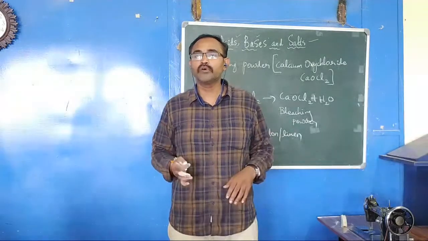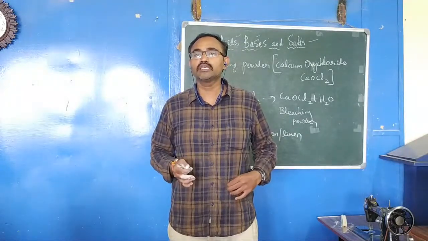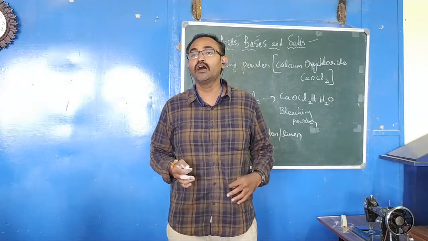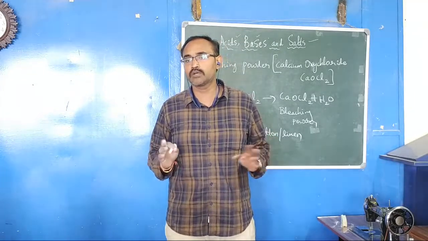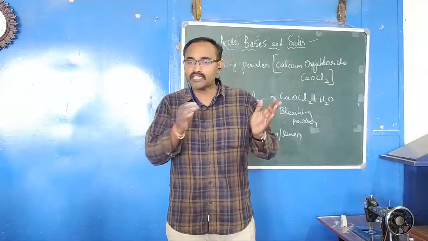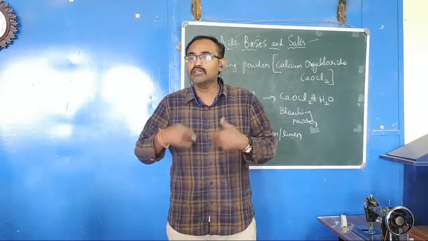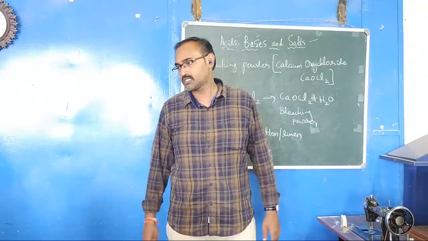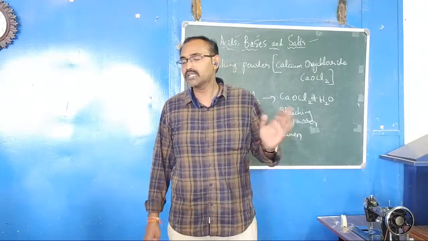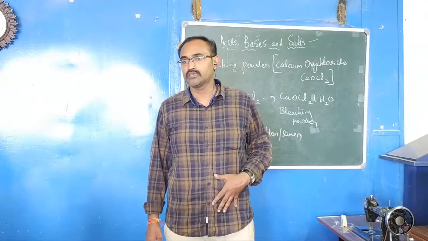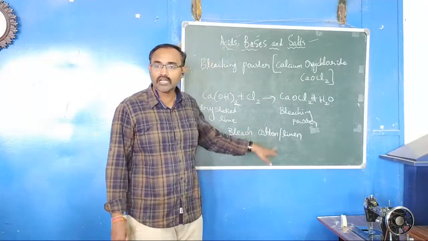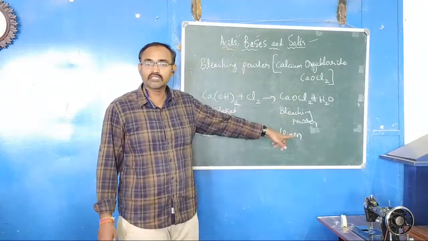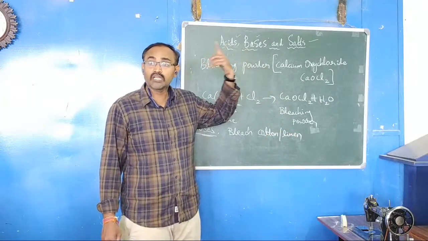You know that cloth comes from cotton. That has to be bleached and then it is coated with colors. It is given color. So for bleaching cotton and linen in the textile industry, bleaching powder is used.